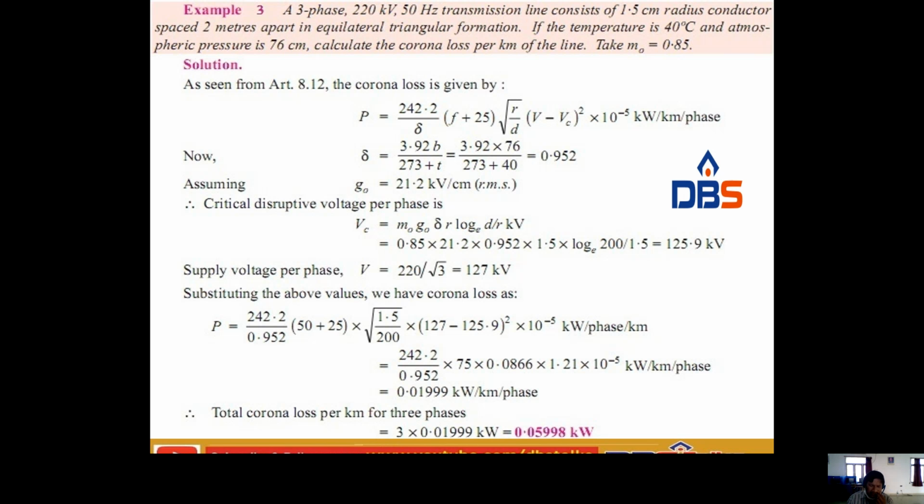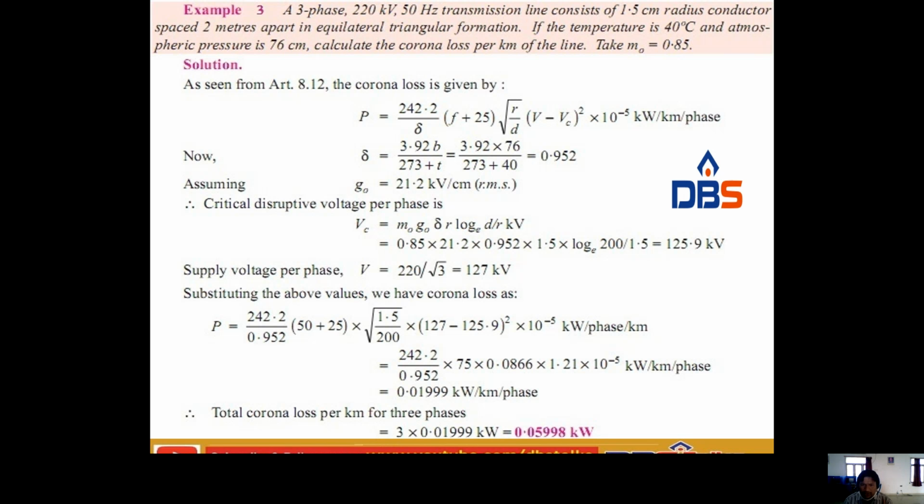Now what is the corona loss formula? P is equal to 242.2 into (f plus 25) by delta into root of r by d into (V minus Vc) square into 10 power minus 5 kilowatt per kilometer per phase. Here V is nothing but V phase. So generally we have to write V phase, for clarity. Why? Because Vc is also phase, that's why V is also phase. Now we have not taken the line value.